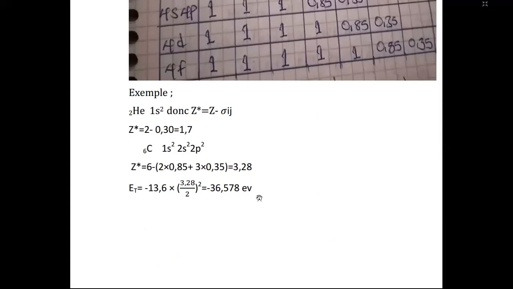Which definitely will give my energy. We said energy is equal to negative 13.6, which is the E0, times Z squared, which is 3.28 squared, over the number of which shell you are in. I said S defines the number of shells. So we are in shell 2, so 2 squared. So which will give us negative 36.578 electron volts. So that's the simple way.